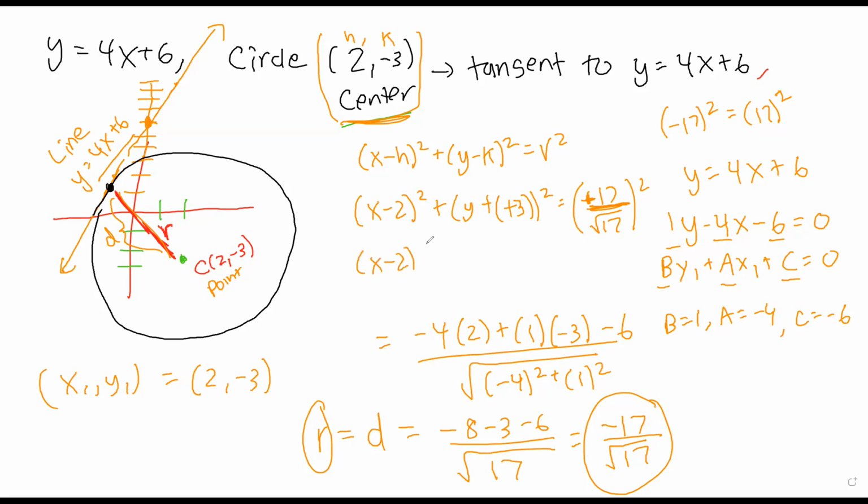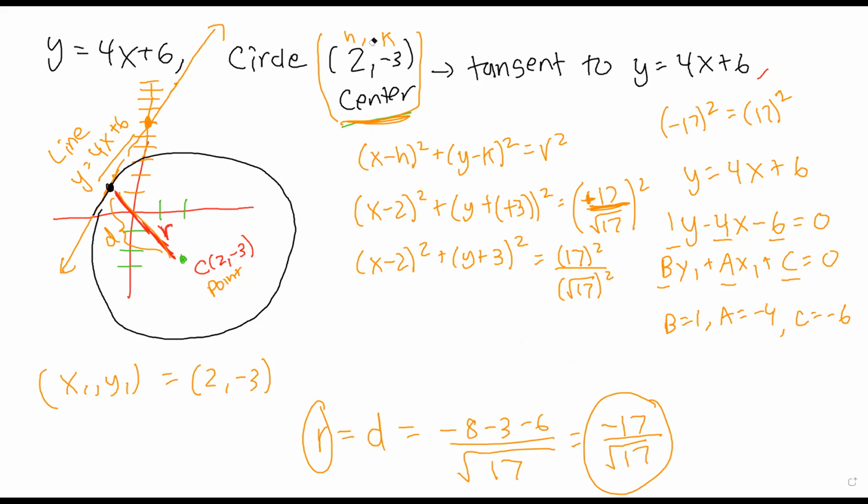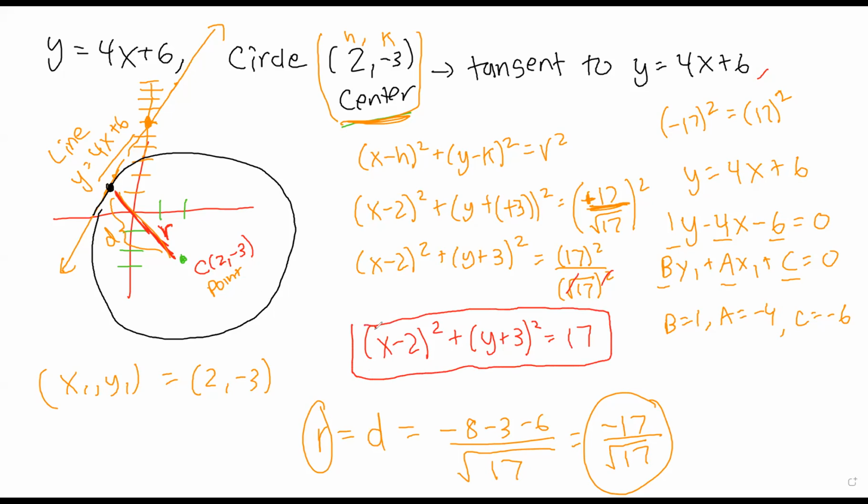So (x minus 2) squared plus (y plus 3) squared equals 17 squared divided by the square root of 17 squared. Notice that the square root and the square will cancel each other out, leaving us with 17 on the bottom. So one more time, we'll have (x minus 2) squared plus (y plus 3) squared equals 17 squared divided by 17. And that's perfect. 17 squared divided by 17 is just 17. And with that, this is the equation of our circle.